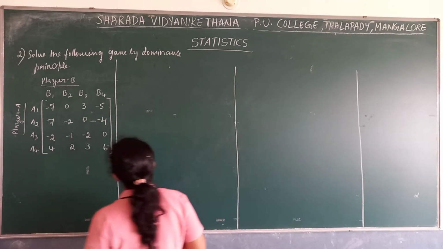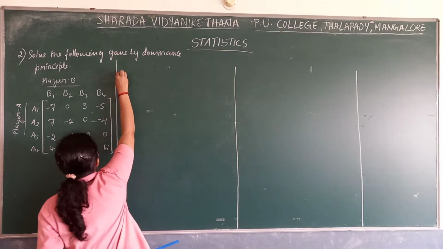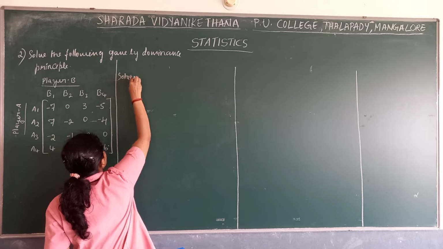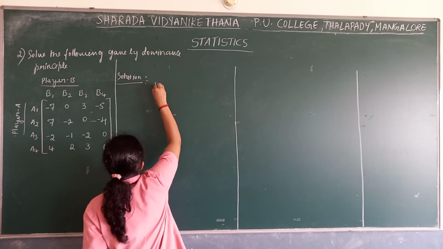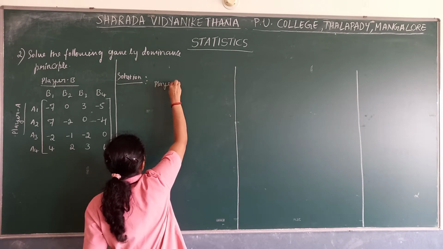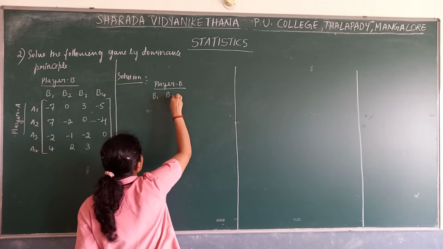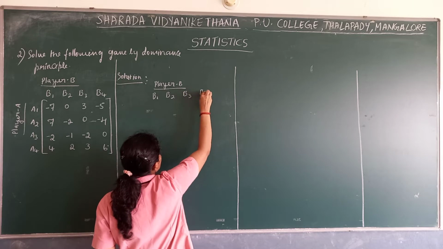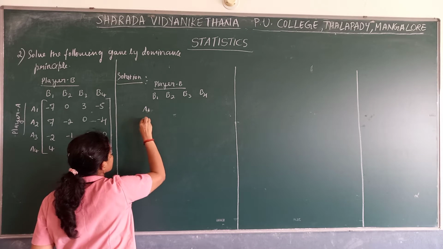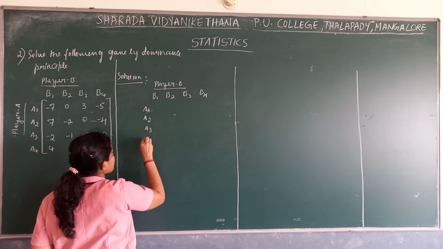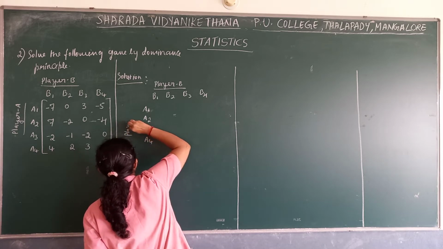Now see the problem there. Solve the following game by the dominance principle. Now we'll write the solution there. We'll write the problem once again. Here B, and here the strategies are B1, B2, B3 and B4. 4 strategies. And here player A: A1, A2, A3 and A4. Here also 4 strategies. Player A.